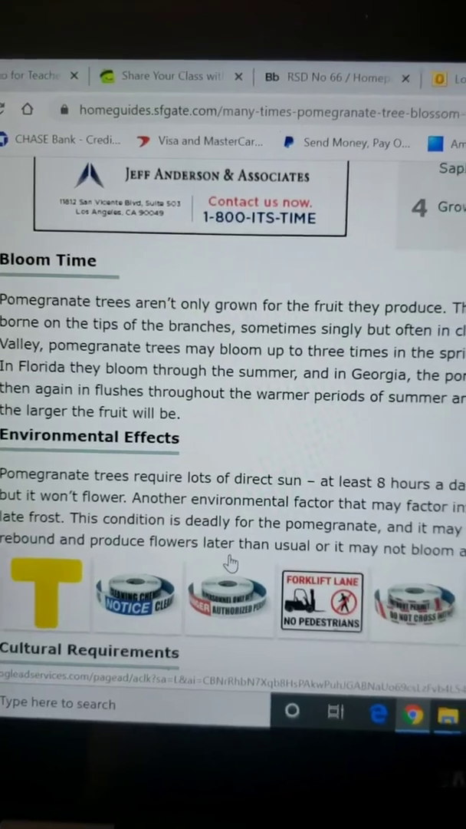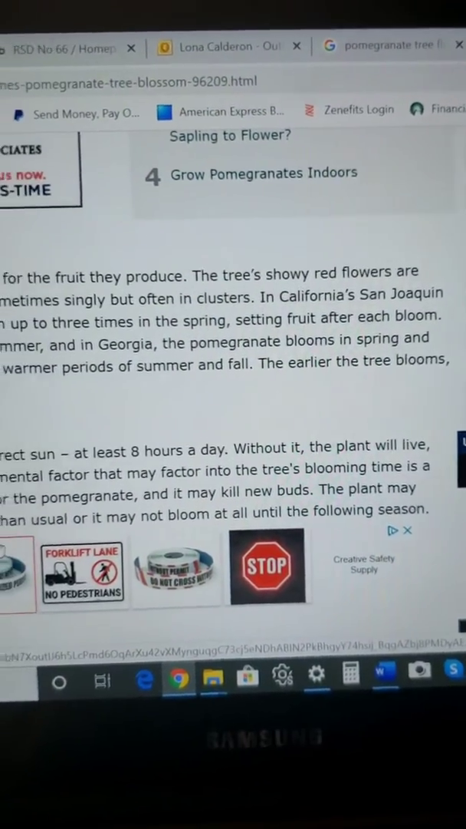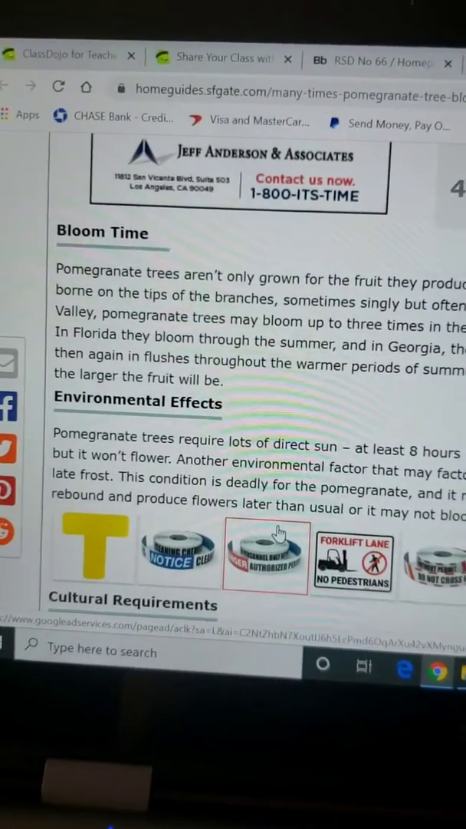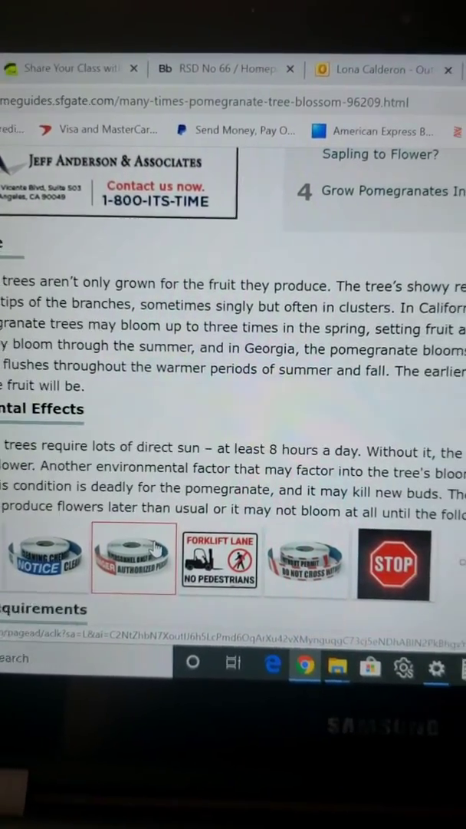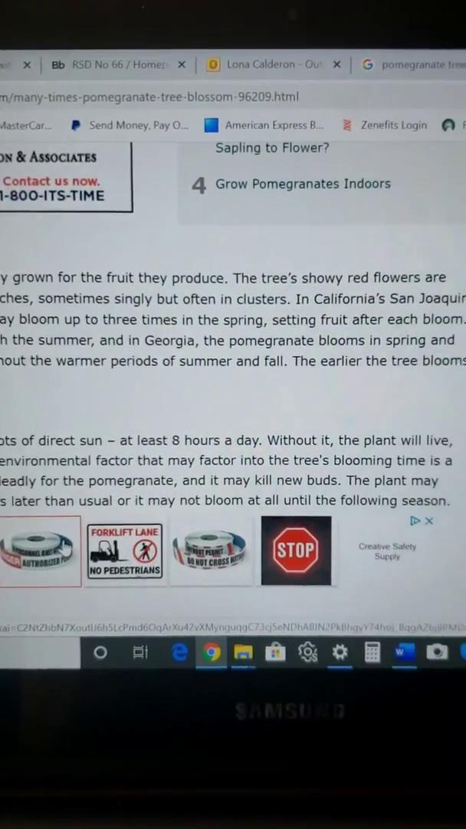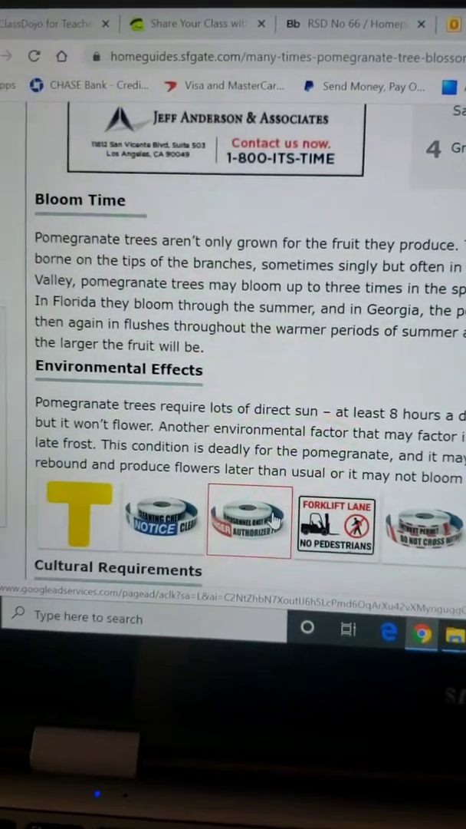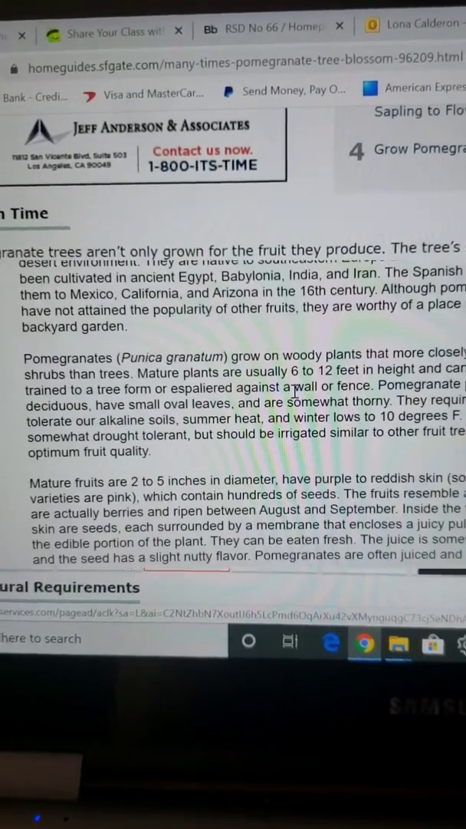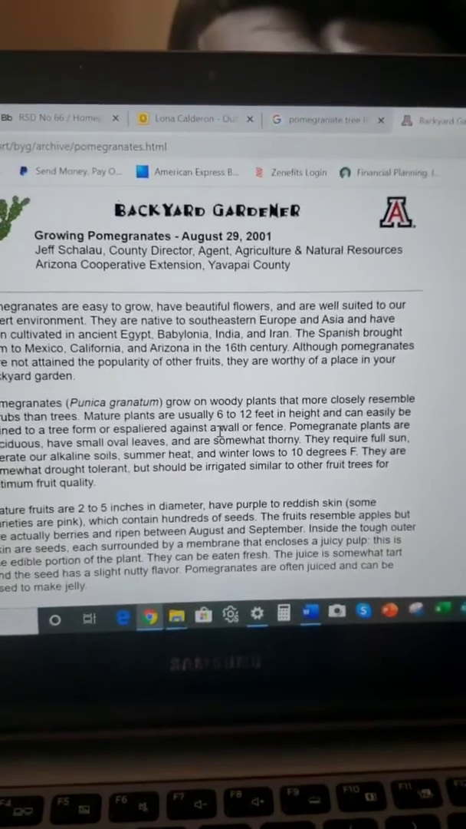Interesting. Bloom time. Pomegranate trees aren't grown for the fruit only. So I don't even think they're native here, which means they're meant to grow, it looks like, in cooler, humid areas. So they could bloom 3 times in the spring, setting fruit after each bloom. Well, that's interesting. Okay, so this article I found has really good information.